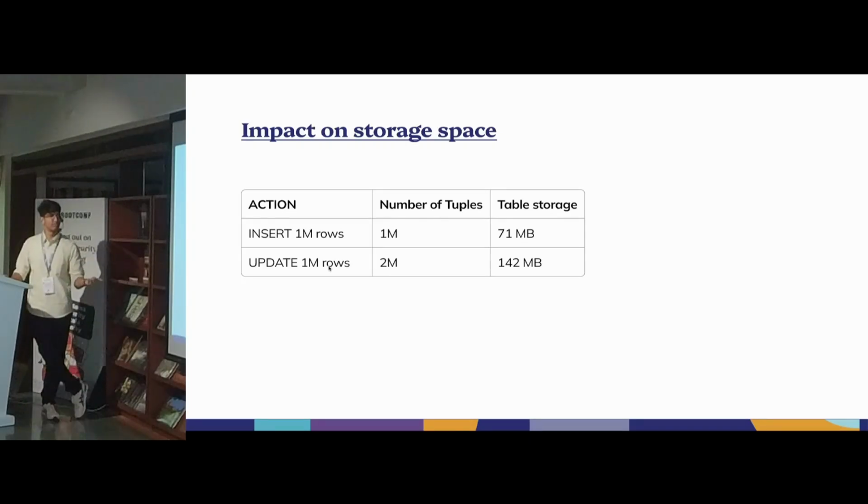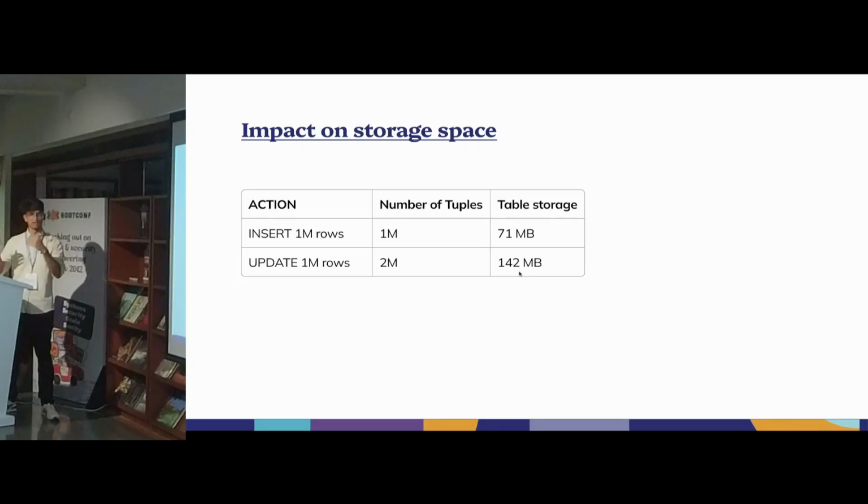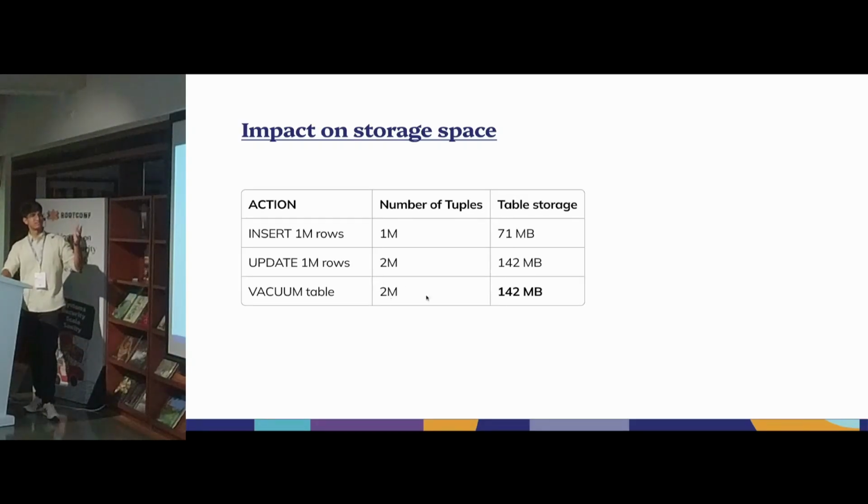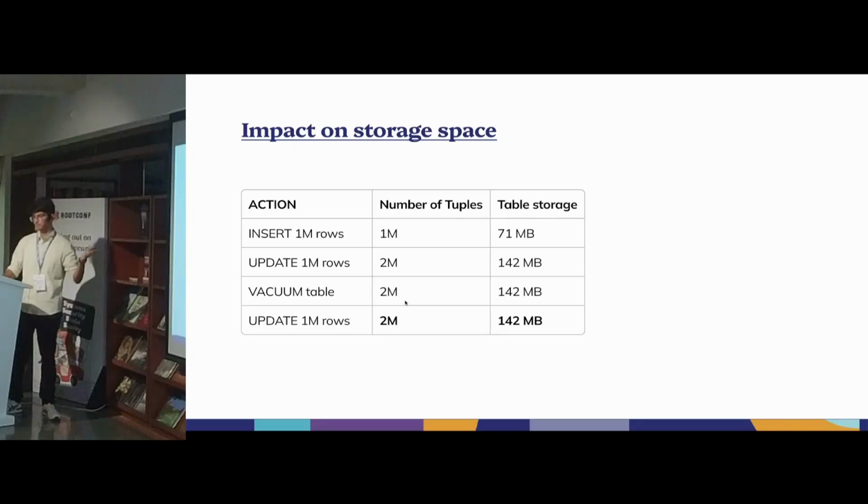If you update the 1 million rows, you would end up with 2 million tuples, right? Because an update will generate a new insert, and that will end up with 2 million tuples. 1 million of them are dead, whereas 1 million are alive. And the storage space would actually double because the tuples actually take up storage space. If you run vacuum, you would see no difference here because, as we said, vacuum will only mark it as reusable, not actually clear the space.